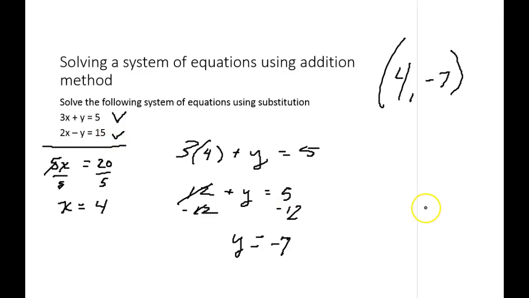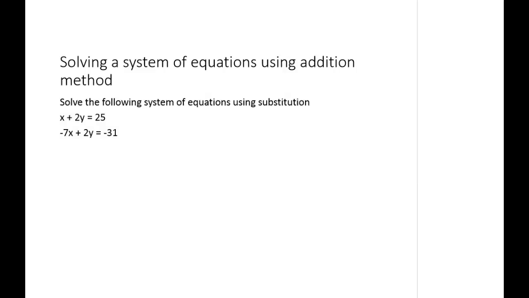Now, in this last one, we're going to use the addition method also, but it's going to require just a little bit more manipulation. I'm going to have to multiply here by a value. Let's look at this. x plus 2y equals 25, and -7x plus 2y equals -31. To use the addition method, I could solve this in two different ways. I could multiply the first equation by 7 and add it to the second one, and my x's would go away. Or I could multiply either equation by -1 and my y's would go away, and that will be easier. Let's look at this. I'm going to come over here and you'll see what I'm talking about.